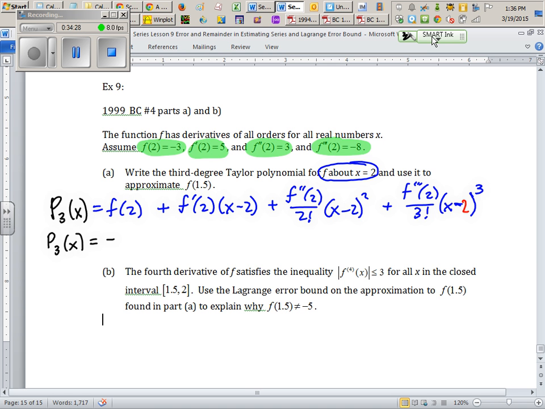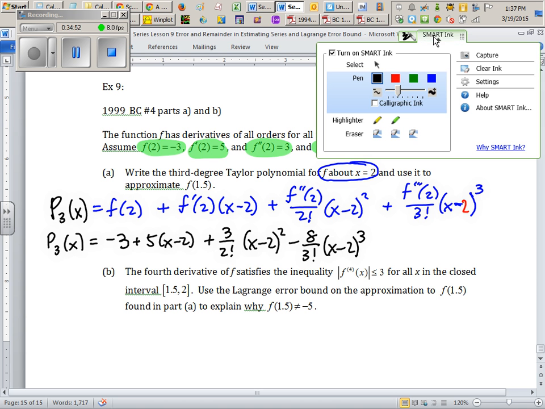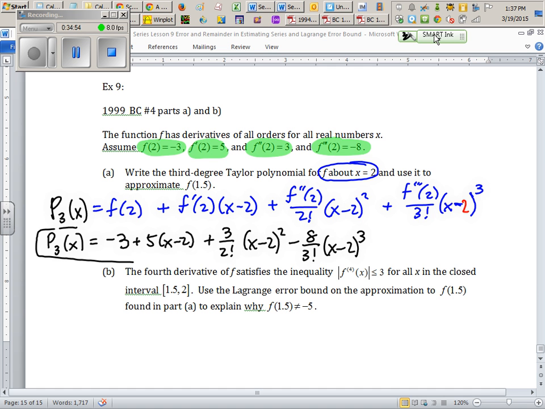So we have P3 of x is -3 plus 5 times x minus 2 plus 3 over 2 factorial times x minus 2 squared, and then minus 8 over 3 factorial times x minus 2 cubed. There is your Taylor polynomial, and that's your first answer. So I imagine they would probably give you like 2 or 3 points out of 9 for getting that. If you want to, you can reduce, like the 2 factorial is just 2. The 3 factorial is 6, of course.